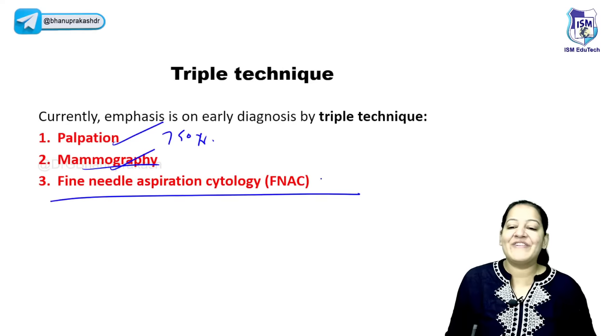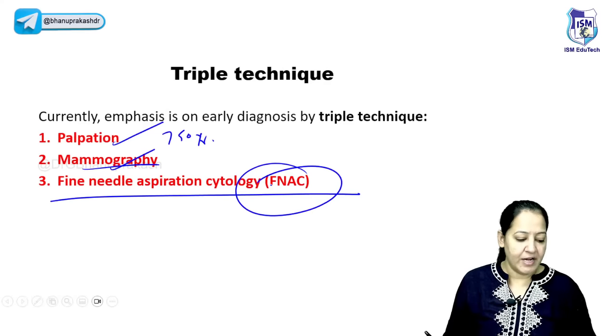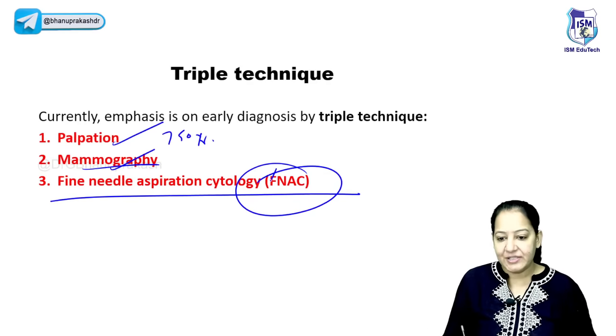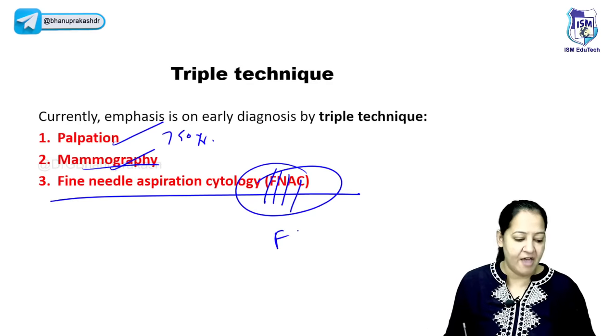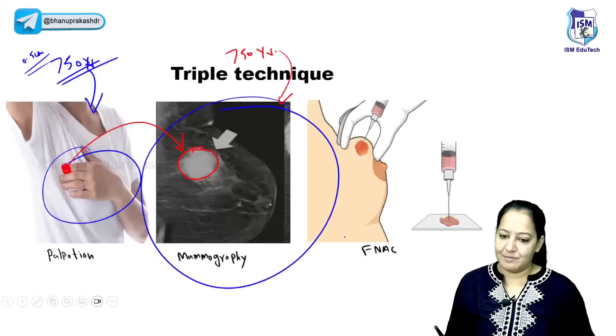And the third thing is the FNAC. What is the full form of FNAC? Can you tell me? What is the full form of FNAC? It's fine needle aspiration cytology, FNAC. Okay, FNAC. That is fine needle aspiration cytology.